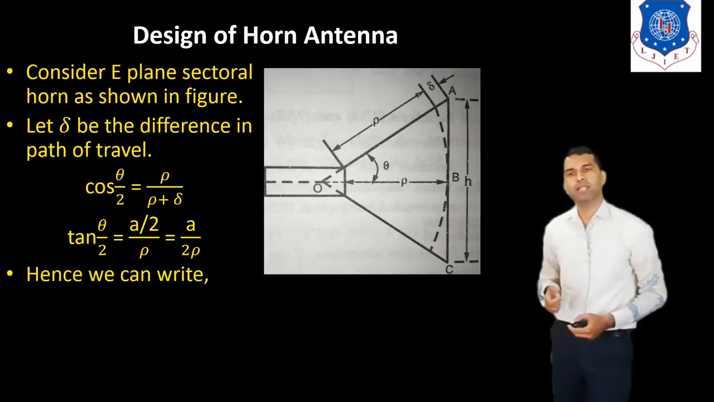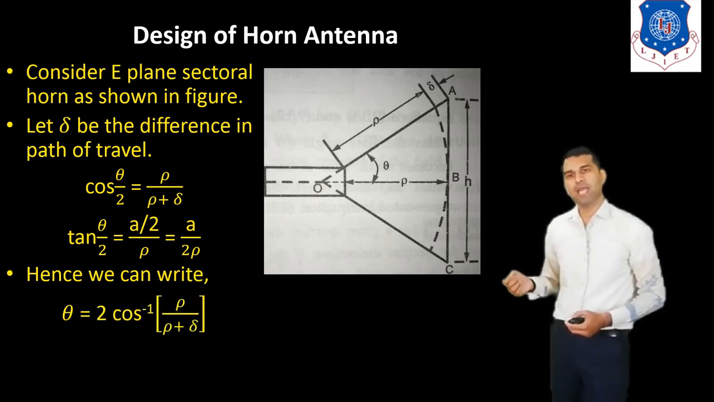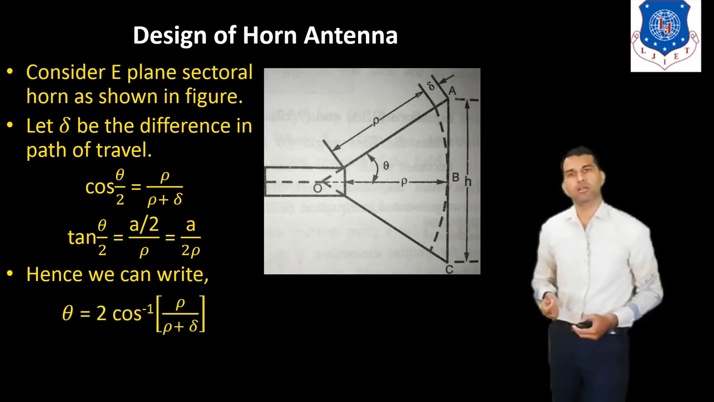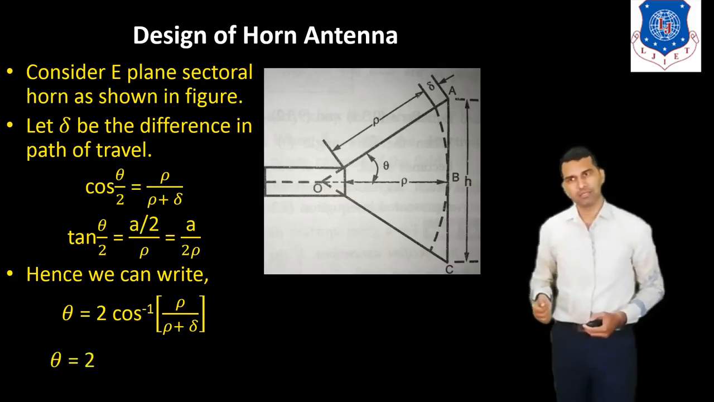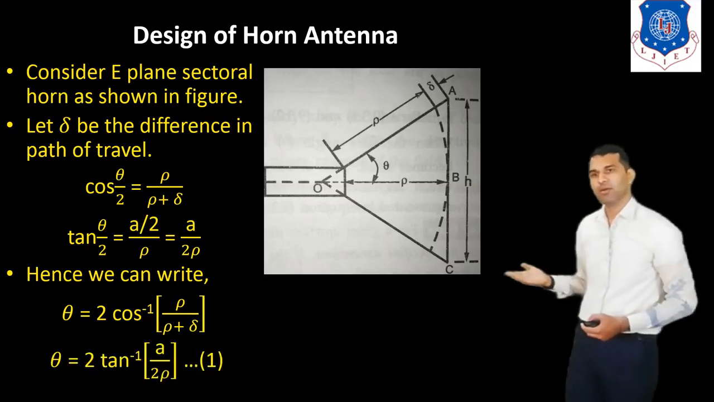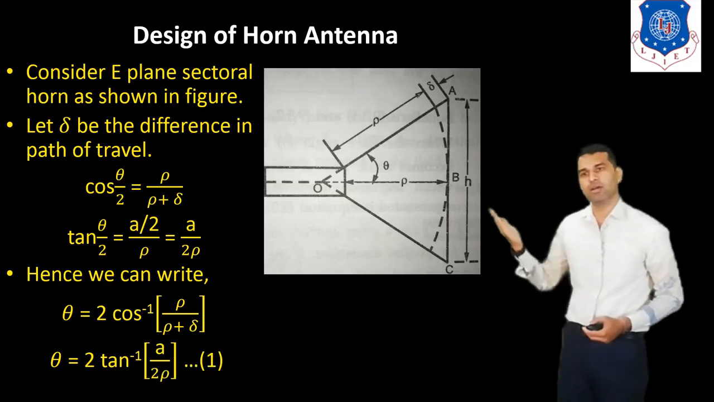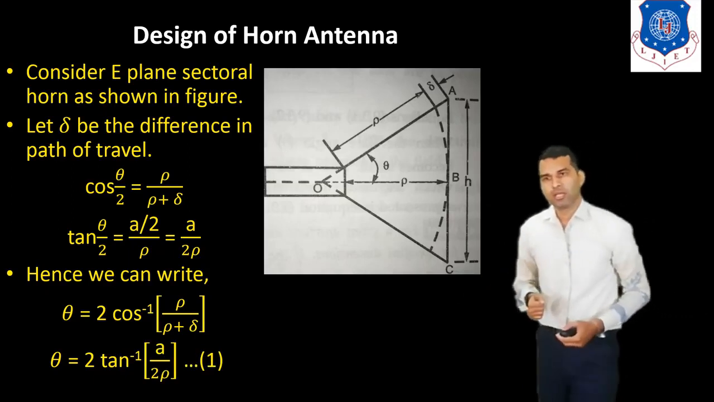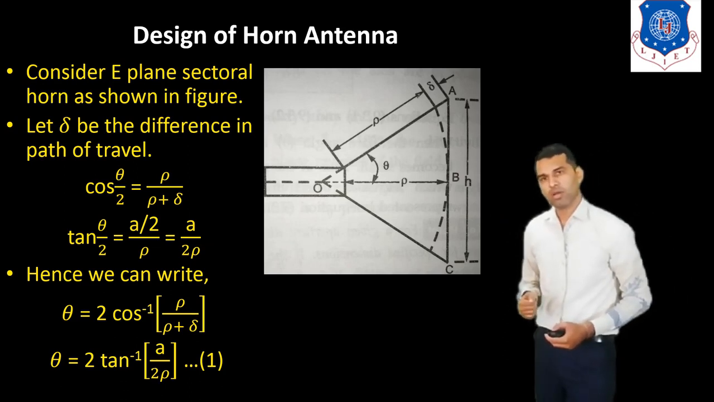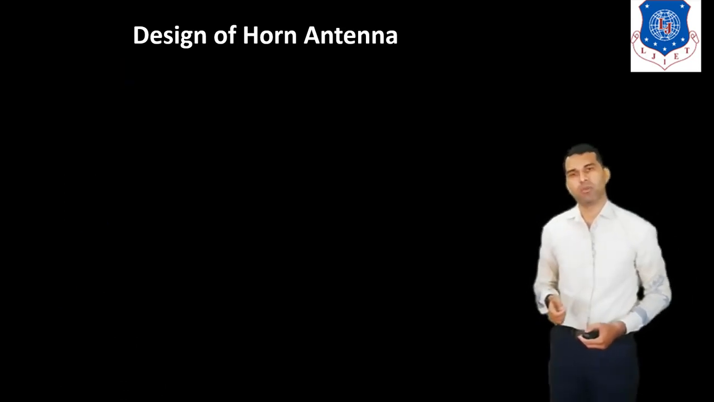Hence we can write theta = 2 cos^-1(rho/(rho + delta)). So simply we can also write that theta = 2 tan^-1(a/(2 rho)), and we give this as equation number 1.